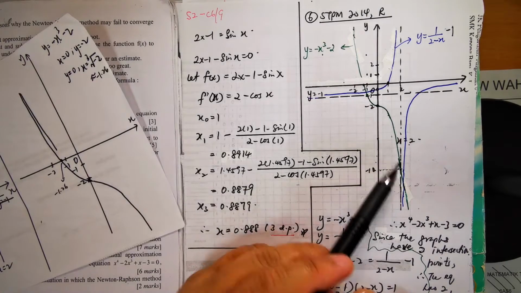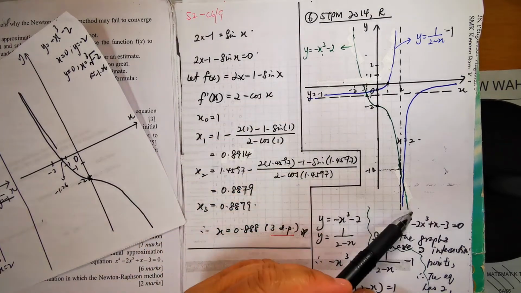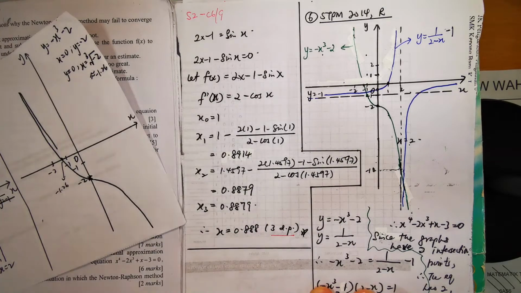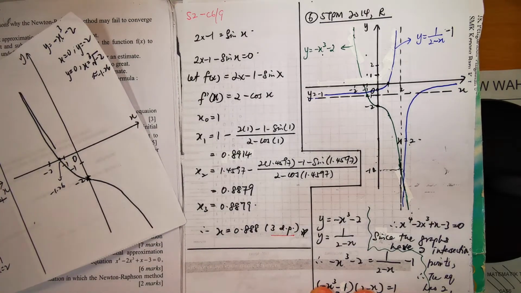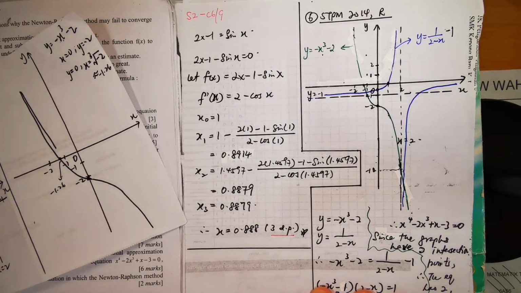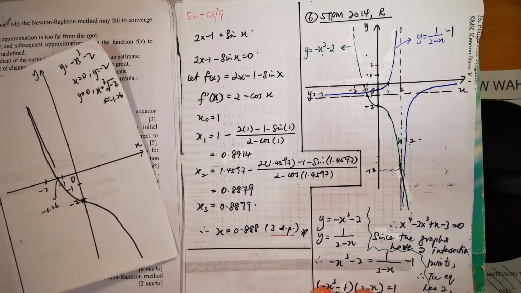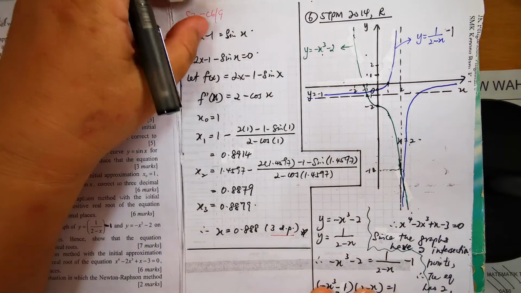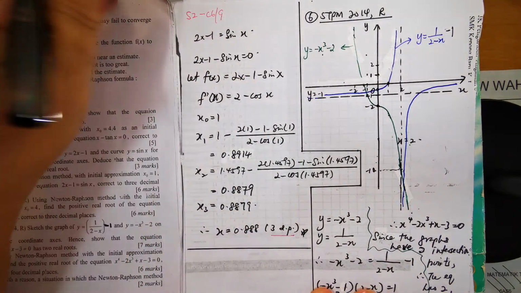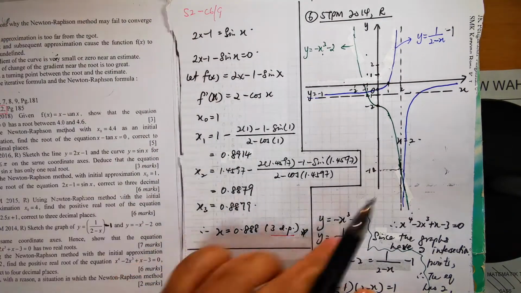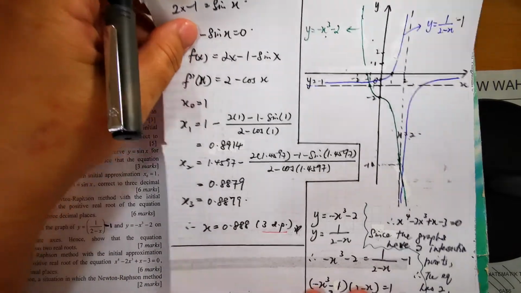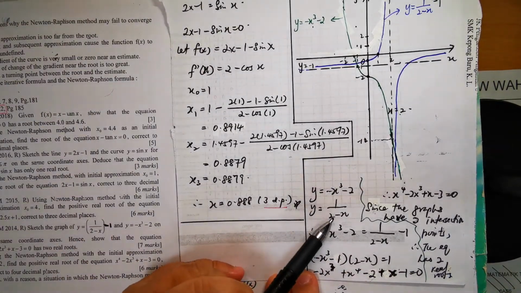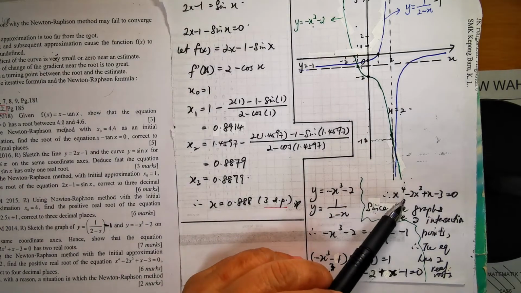So it's very clear that this graph cuts here and here also. Because the question wanted to show it has 2 real roots, you must show it intersects at 2 different points. Again, as I said, remember this part, they give you 7 marks. After you have sketched the graph, this is what you need to show: how you combine these 2 functions.